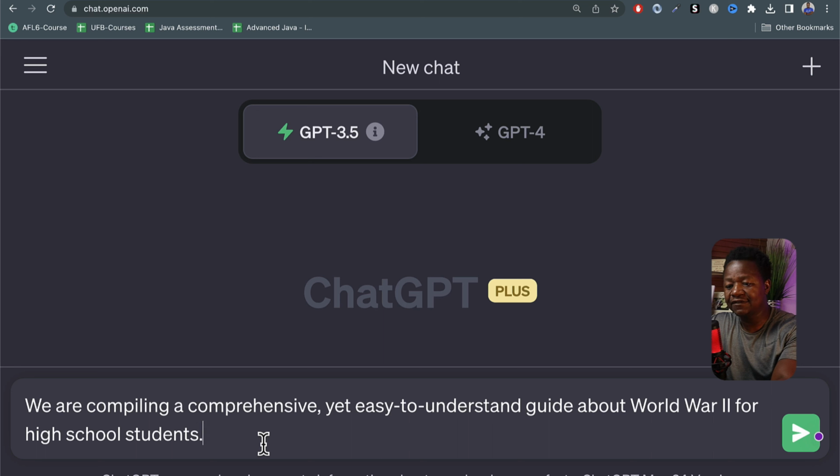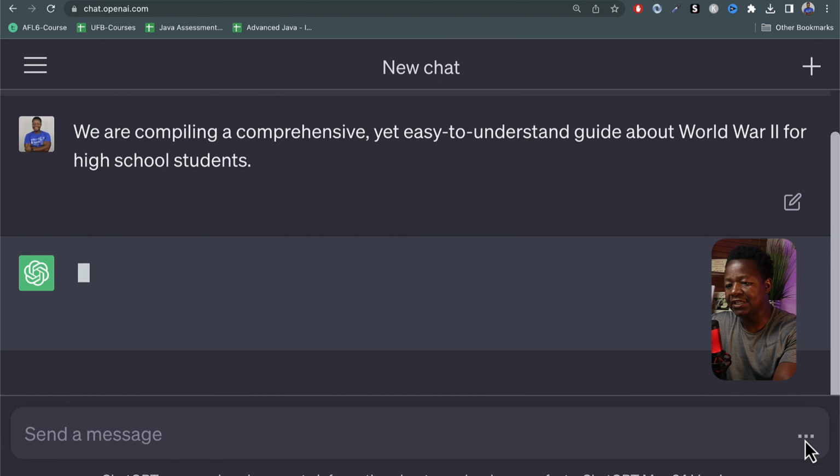It has an objective, so we give the instructions right away. We are compiling a comprehensive guide. We're telling it this is the objective, which we're clearly defining. We are compiling a comprehensive yet easy to understand guide about World War II for high school students. We'll go ahead and press enter.